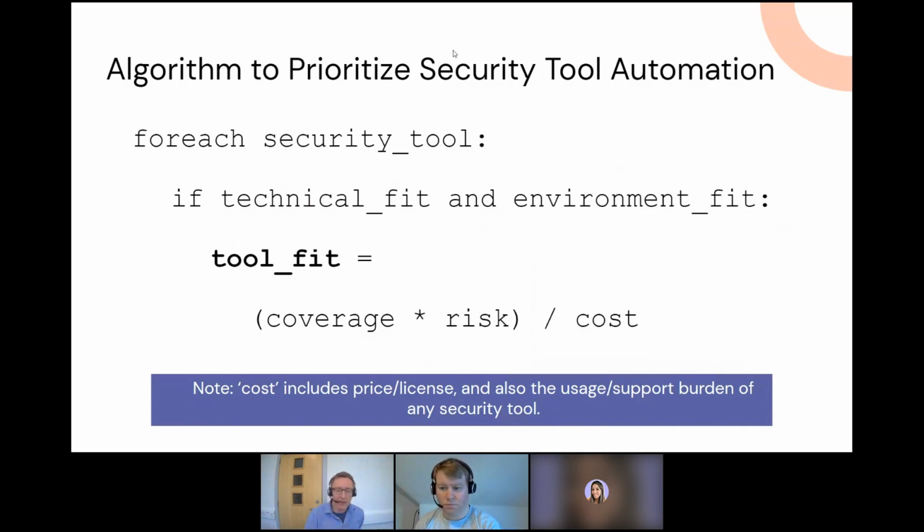But assuming you have that level covered, for each individual tool, essentially what you can do is take the coverage that tool provides. Does it cover 15, 20 controls in your list? Does it cover one control in your list? What does that look like? And what is the risk to you of those controls?